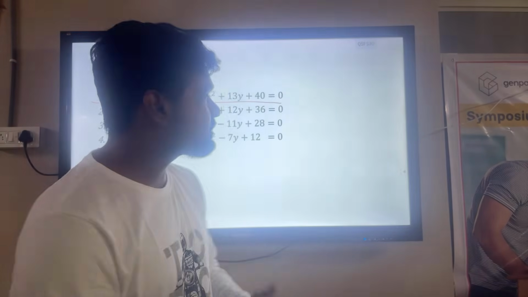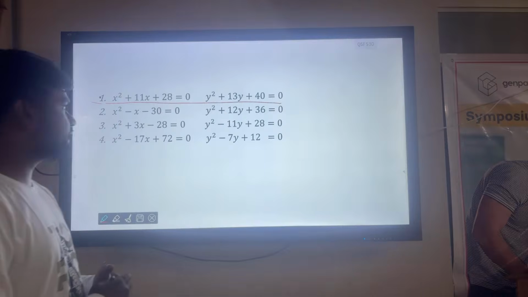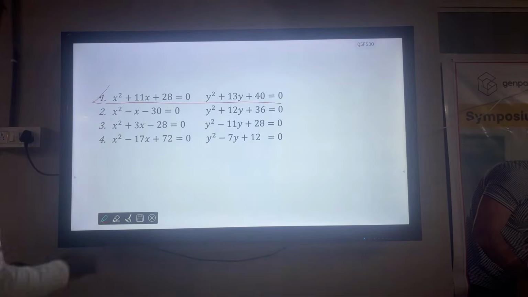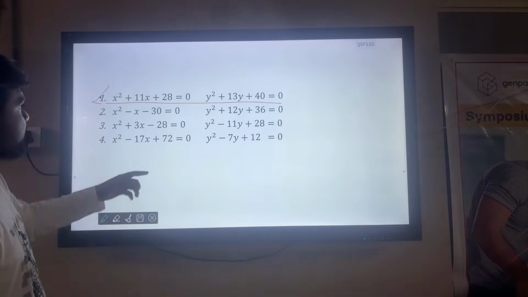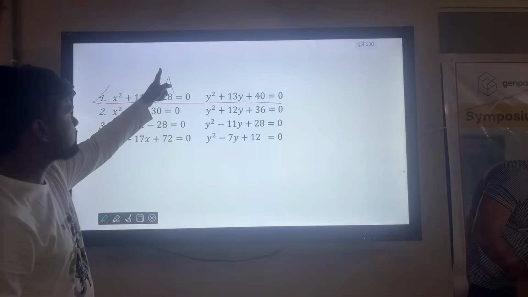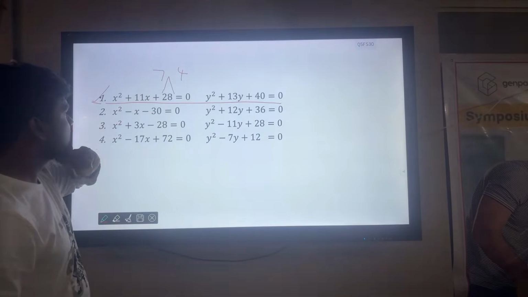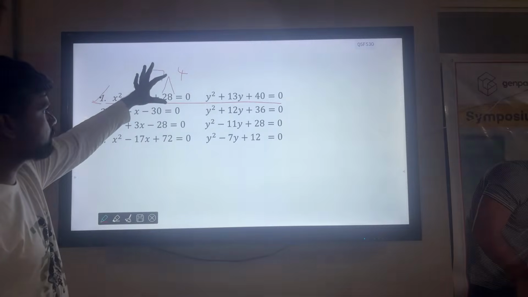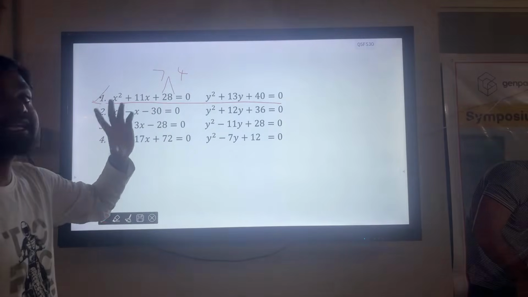Okay, how to answer this type of question? All of you look here. First, you have to identify the roots of the first equation. The roots are 7 and 4. Okay, 7 fours are 28, 7 plus 4 is 11. Okay, roots of it. And you have to change the sign.